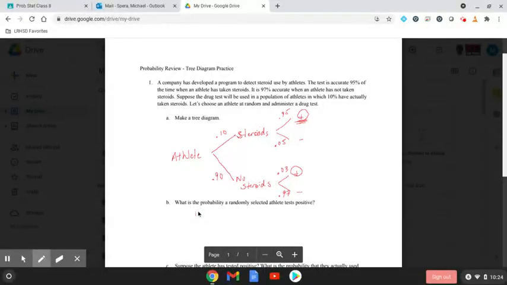We'd have to say, all right, well, it's going to be the probability of, I'm just going to abbreviate, so I'll put an S for steroids and a positive test, right? Plus the probability of that false positive, which would mean no steroids and a positive test. So to do that, 0.10 times 0.95 plus 0.9 times 0.03. All right, so let's take a minute, punch that in your calculators.